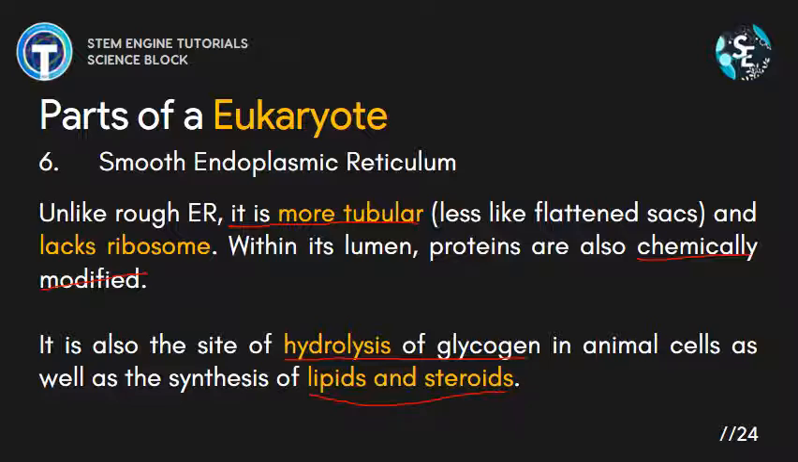So another function of the smooth ER is that it is also the site of hydrolysis of glycogen in animal cells as well as the synthesis of lipids and steroids. So yung hydrolysis of glycogen is very important for energy processing, and the synthesis of lipids and steroids is very crucial for the maintenance of the phospholipid bilayer of the cell membrane.